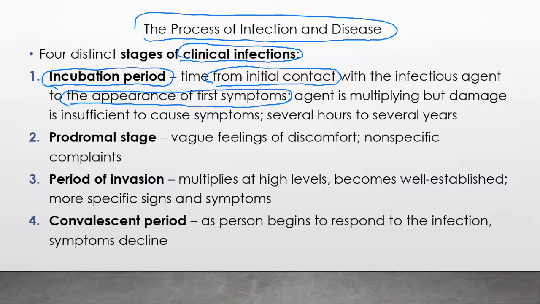For example, for COVID-19, the incubation period may be between 2 to 5 days. But for HIV or AIDS, the incubation period can be 2 until 15 years. So you can imagine that it is so much different. Usually during the incubation period, there will be no sign, no symptom.